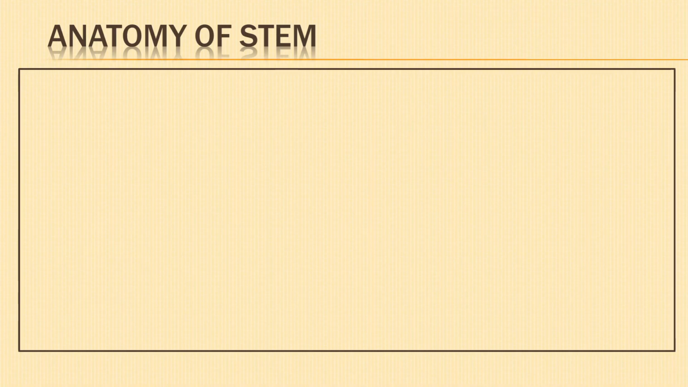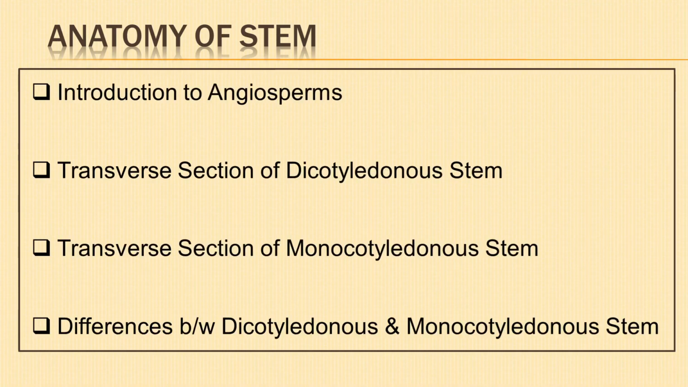Hello. In today's video, we shall learn in detail about the anatomy of both dicot stem and monocot stem. By the end of this video, you'll have a clear understanding about the different zones seen in the transverse section of the stems and also about the types and arrangements of vascular bundles along with their differences.